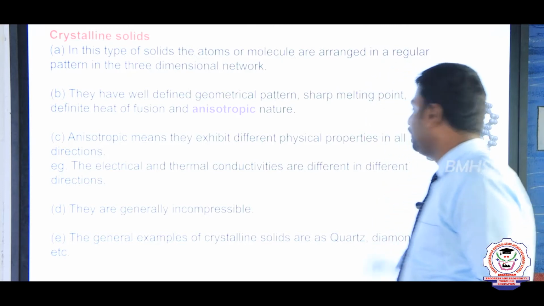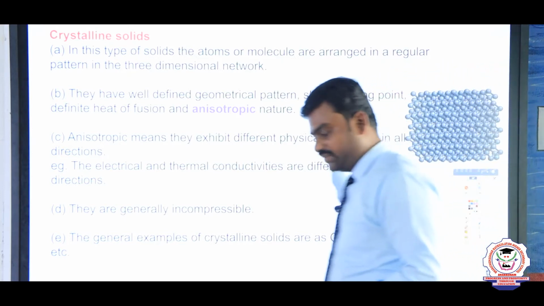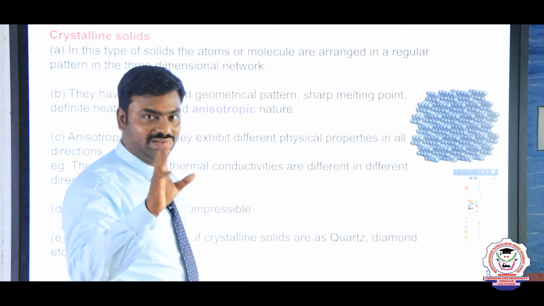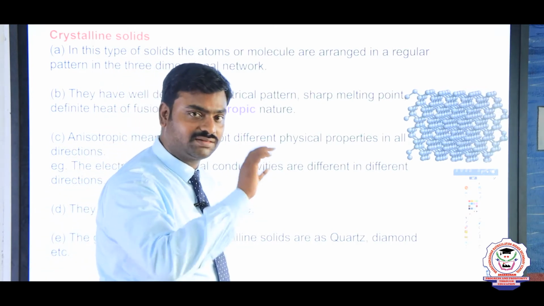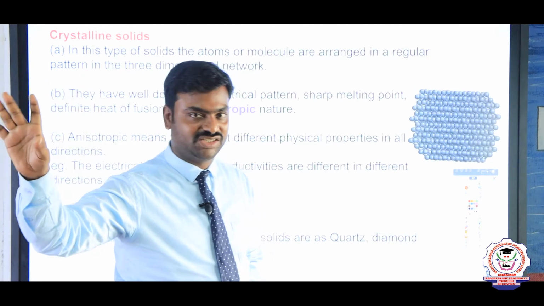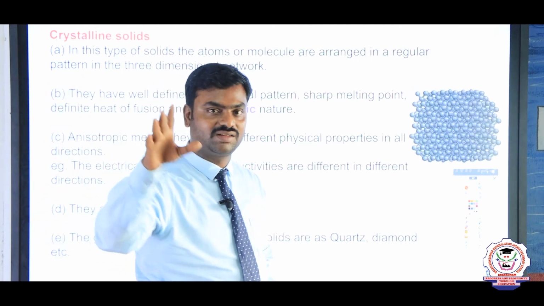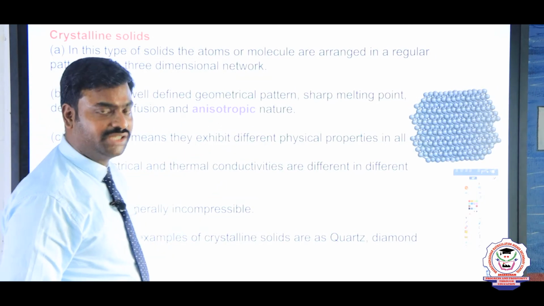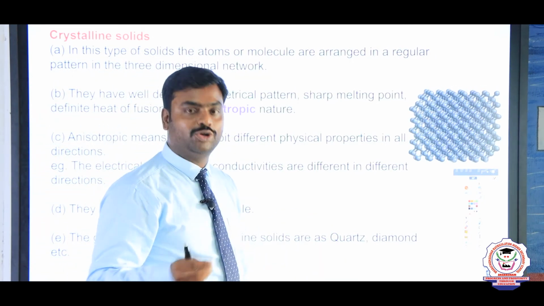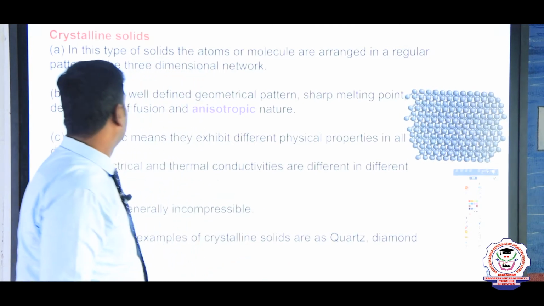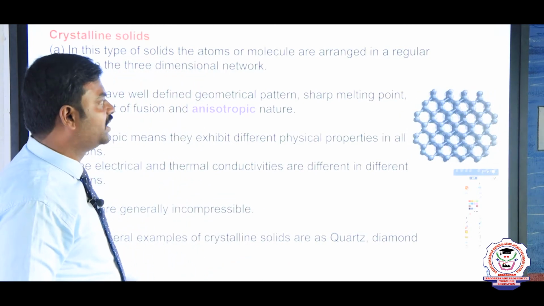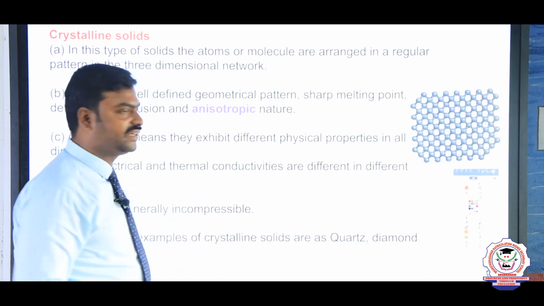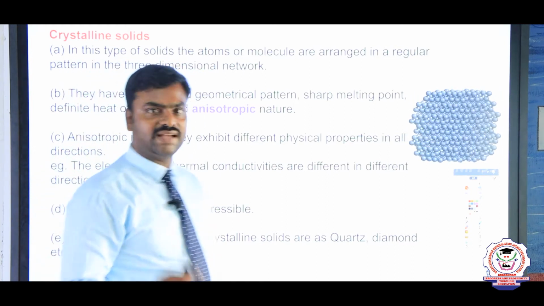I have given an image. In this image, the carbon atoms are arranged regularly, and the regular pattern continues over a long range. These kinds of solids are known as crystalline solids. Because of this, they show useful properties. They have a well defined geometrical pattern, so they show a sharp melting point and a definite heat of fusion, and they have anisotropic nature.